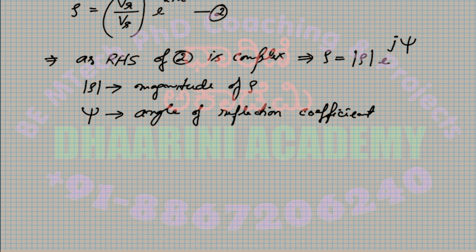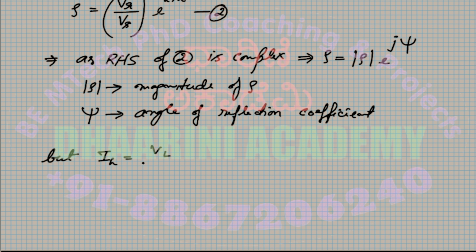Now let's write the current through the load. The load current IL is equal to the voltage across the load, VL, divided by the impedance, that is, divided by Z naught.